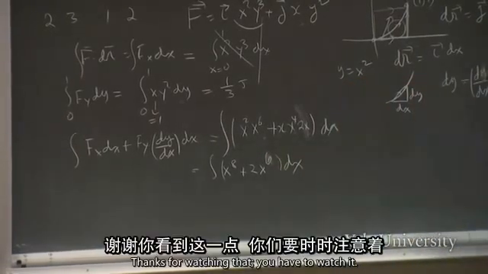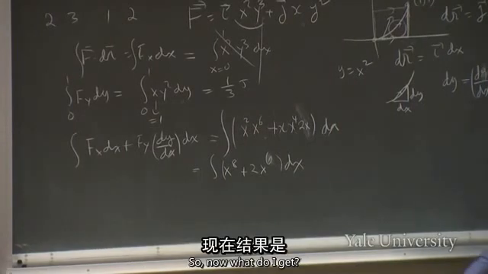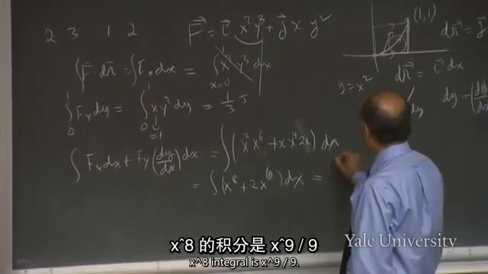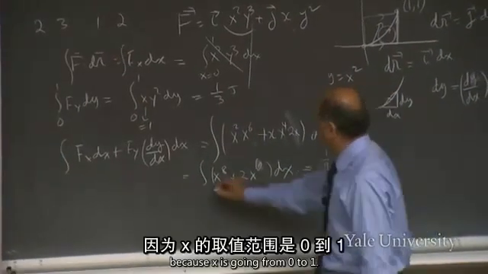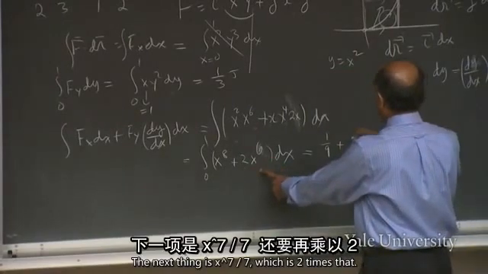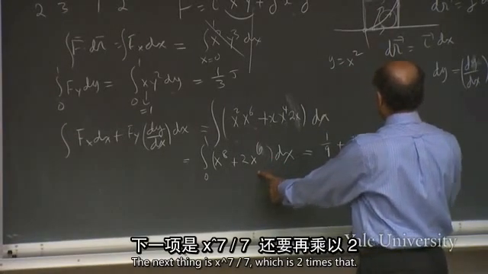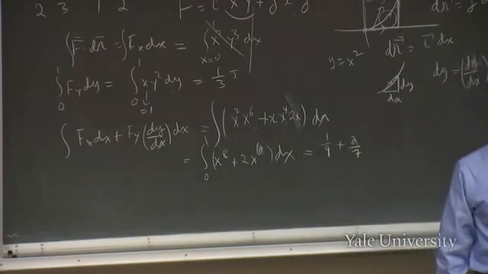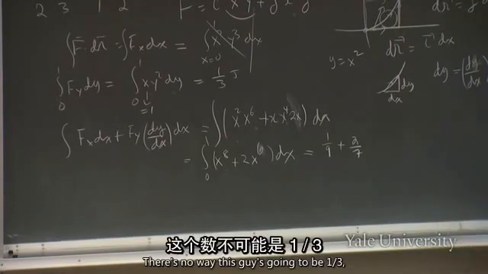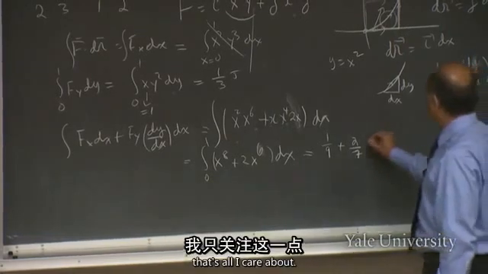Thanks for watching that. You have to watch it. So now what do I get? X to the 8th integral is x to the 9 over 9. That gives me 1/9 because x is going from 0 to 1. The next thing is x to the 7 over 7, which is 2 times that. Well, I'm not paying too much attention to this because I know it's not 1/3. Okay? There's no way this guy is going to be 1/3. That's all I care about.